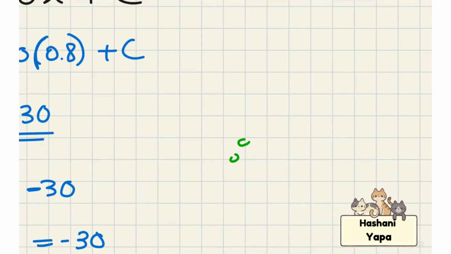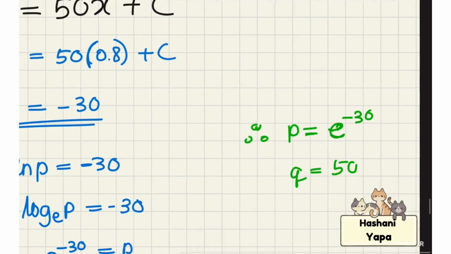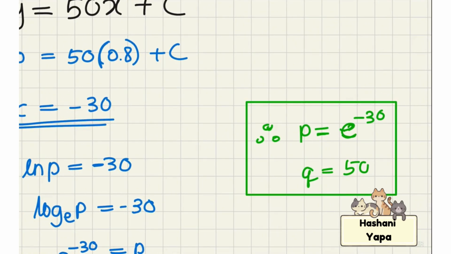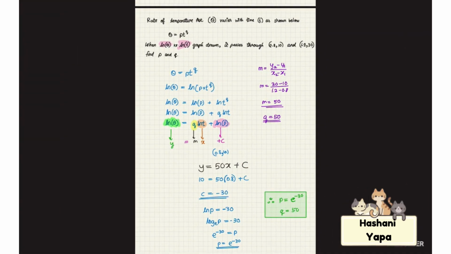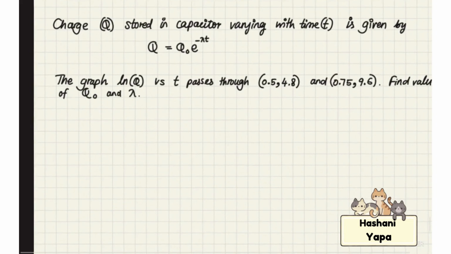Therefore, p equals e to the power minus 30 and q equals 50. These are the answers. I hope it's clear. Let's go to the next question, the last one.